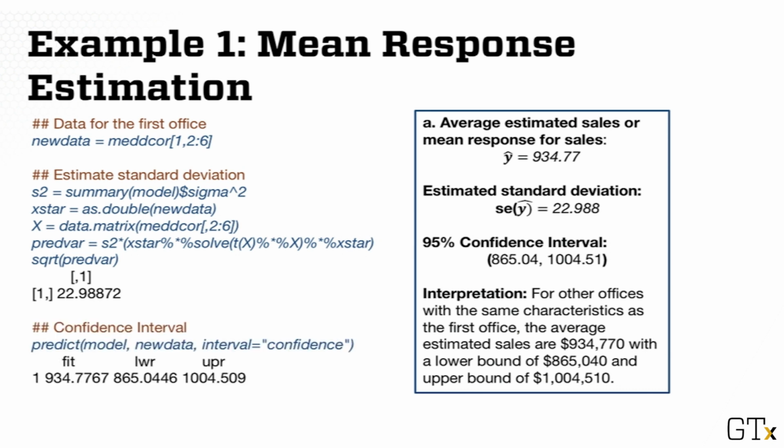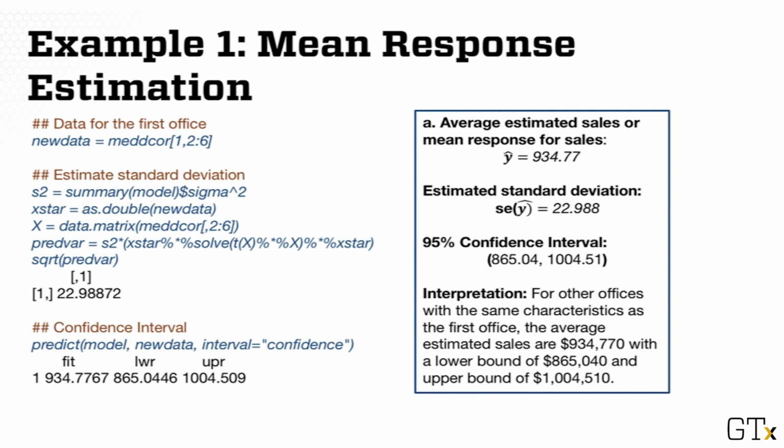In order to estimate the confidence intervals and also obtain the estimated mean response, we can use the predict R command. In this command, we need to input the information of the fitted model, which is model in this case, the vector of predicting variables, which is the new data for the first office, and we also need to specify what kind of interval we want. In this case, we want an estimation, we want a confidence interval.